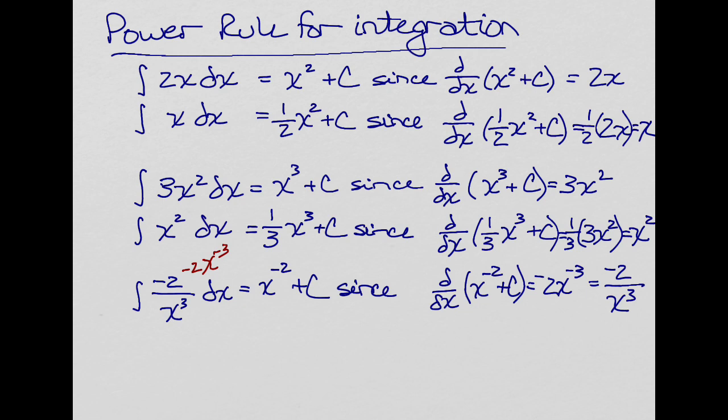What if I have just negative 1 over x to the third? Same philosophy as the last couple.